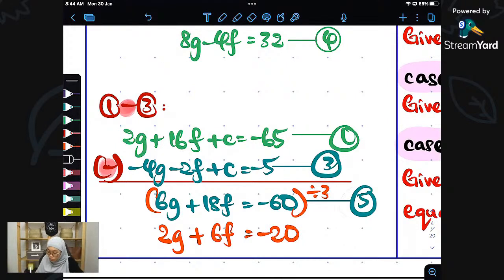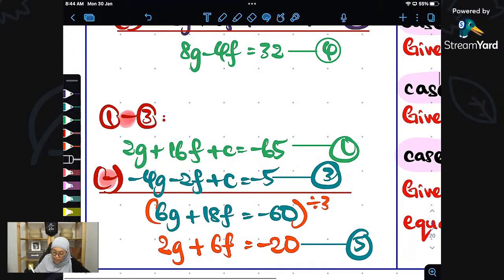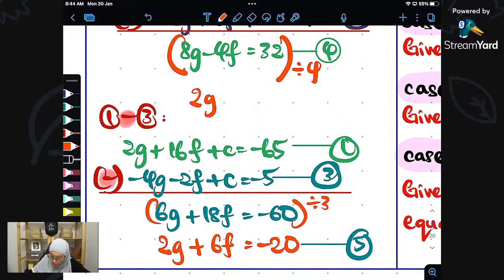Okay, so this is my equation 5 lah kan. Yang ini pula saya lupa, saya nak kena bahagikan dia dengan 4. Bahagikan dengan 4 so that I'll get 2G minus F equals to 8. So basically this is my equation 4.